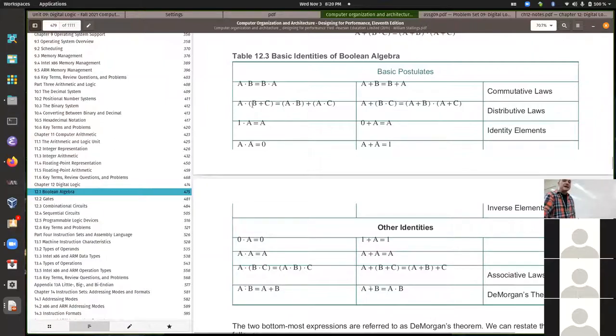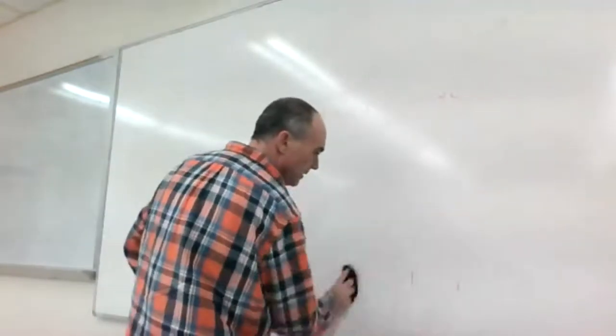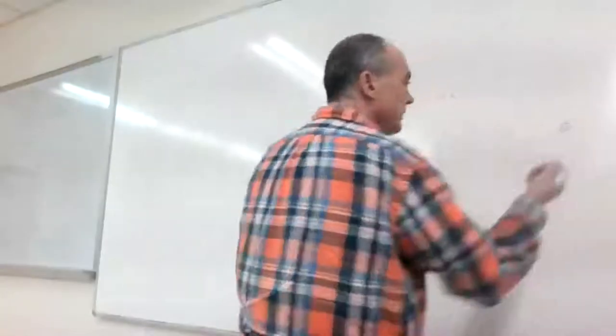So A times (B plus C), or A ANDed with the product of B or C, is equivalent to A and B, or A and C, right? All these you can prove to yourself again using a truth table like this. If we wanted to, I think I'll only do one of these. That might be a little bit better.